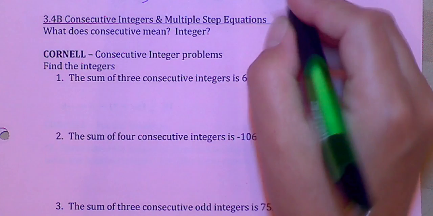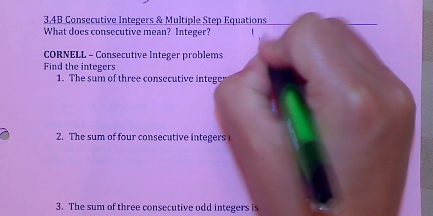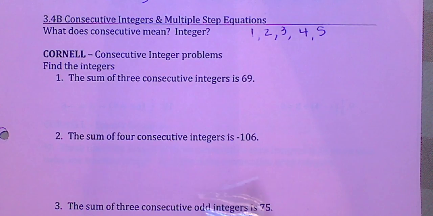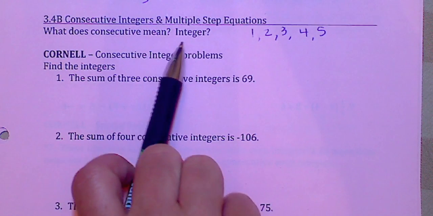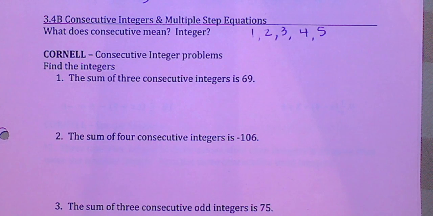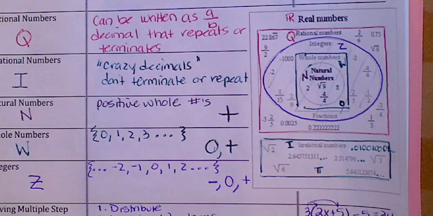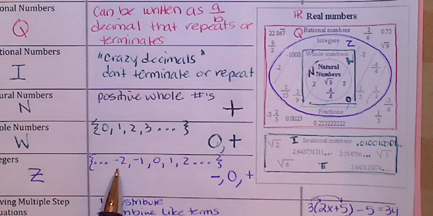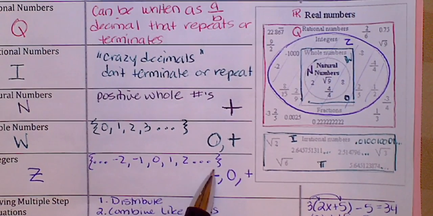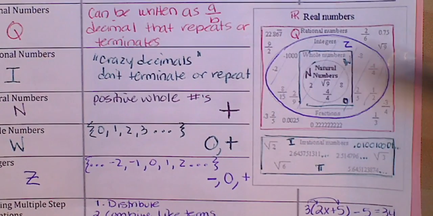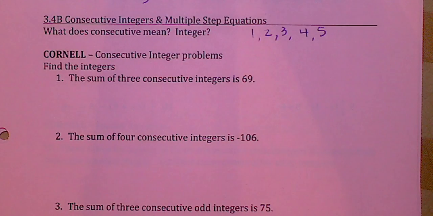So a set of consecutive numbers might be 1, 2, 3, 4, 5, because they're all in a row. So we've got consecutive integer problems. So we also need to address what the word integer means. And so if you remember when we made our chart of our real number system, the integers were the negatives, the positives, and 0, but whole numbers, and they are here in the blue circle. So we are looking for whole numbers.